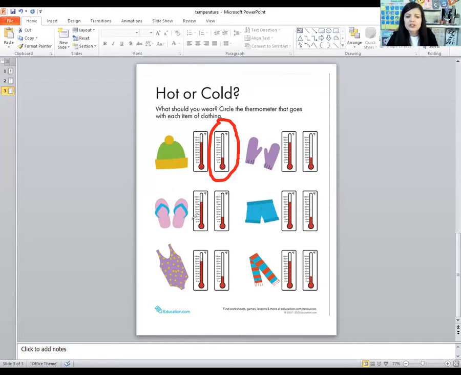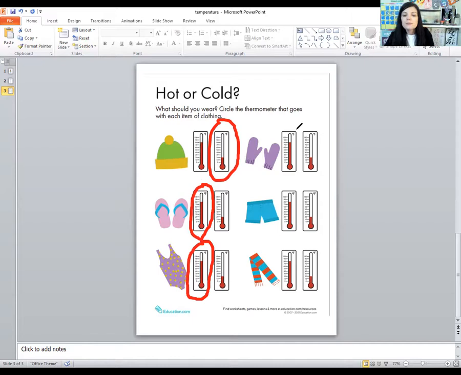So which thermometer shows hot? The one where the red is up or down? The one where the red is up. Remember, up is hot, hot, hot, hot, and down is cold. Okay, let's look at the swimsuit. When do you wear a swimsuit? When it's hot or cold outside? We wear a swimsuit when it's hot outside, when we want to go to the swimming pool. So which thermometer shows hot? The one that's up or down? Good. The one that's up shows that it's hot.